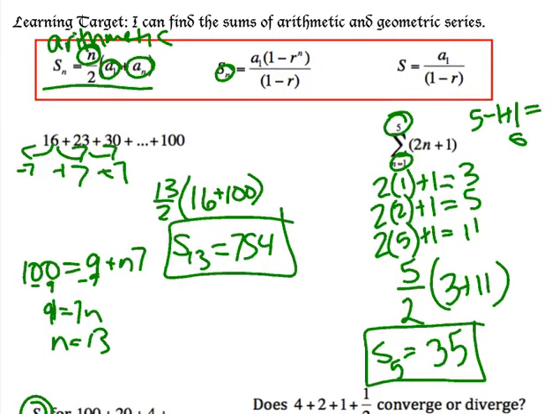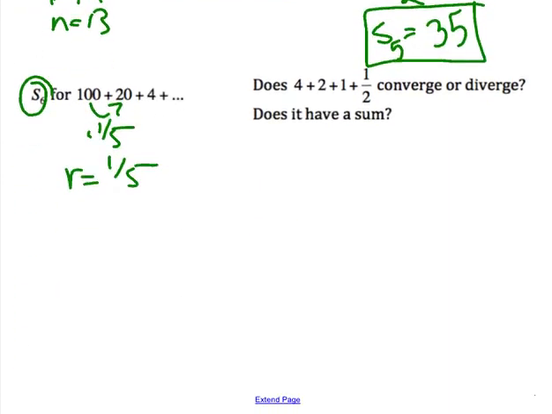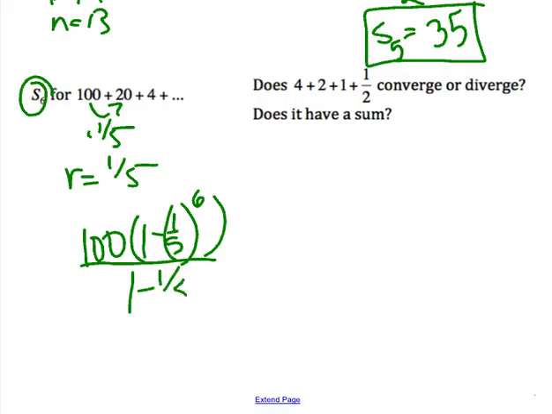The first term times the quantity 1 minus the common ratio to the nth power over 1 minus r. We already know the first term is 100. We already know the common ratio is 1/5. We know that there are 6 terms. Now, when you do this, it's the entire 1/5 to the 6th power. If you don't put 1/5 in parentheses, you're really just saying it's 1 to the 6th power over 5. And that is not the same thing. All over 1 minus 1/5.